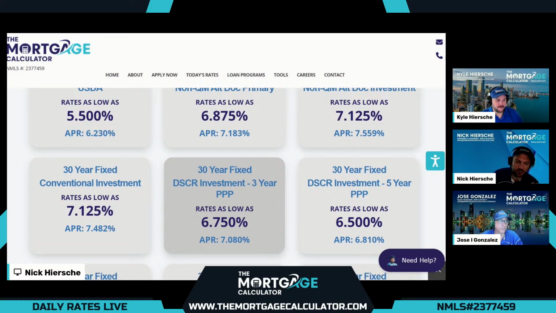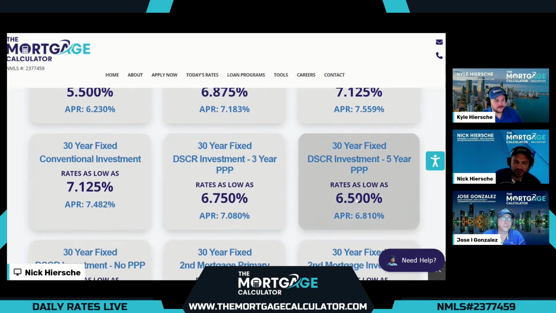First option here is with a 3-year prepayment penalty, which is the most common option. Rates today come in at 6.75, final APR 7.080, which is beating conventional by quite a bit, which is amazing. And if we add a 5-year prepayment penalty, some of our programs allow that, and the rates get a little better, 6.5 rate, final APR 6.810. And I expect these to continue to drop as the market news continues to flow through the non-QM programs.